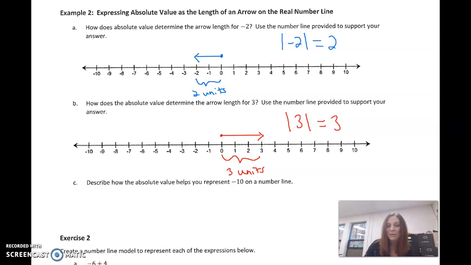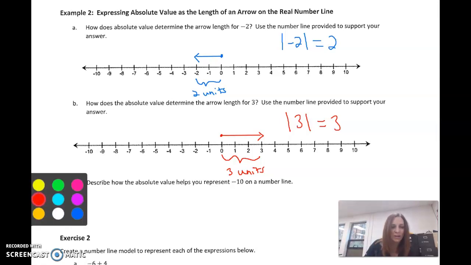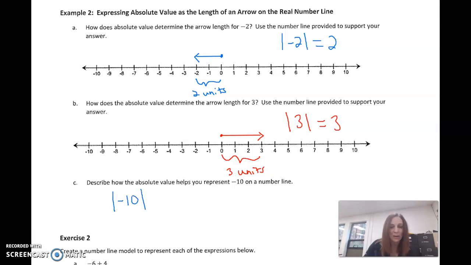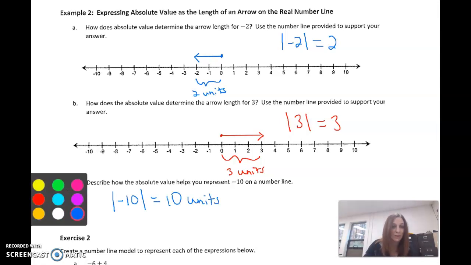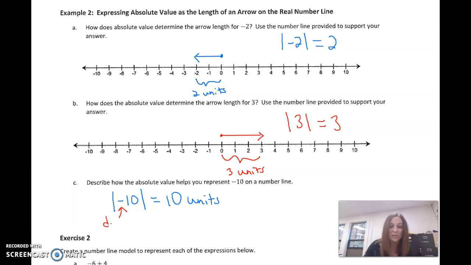So it says, describe how absolute value can help you represent negative 10 on a number line. So if I wanted to take the absolute value of negative 10, we know that equals 10 units. This negative sign here, that's going to be the direction. If there's no sign, that means we're moving to the right, it's positive. If there's a negative sign, it means we're moving to the left. But the absolute value right here, this 10, this is going to be the vector length.